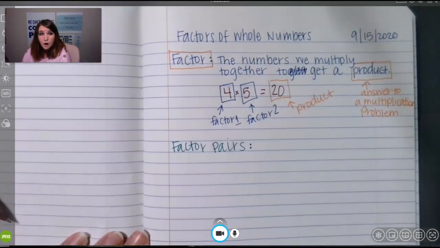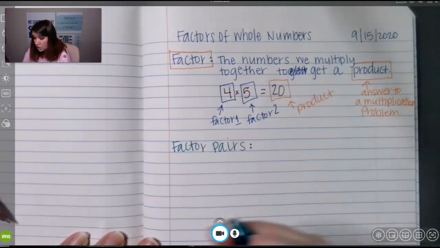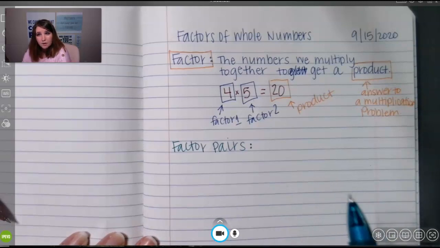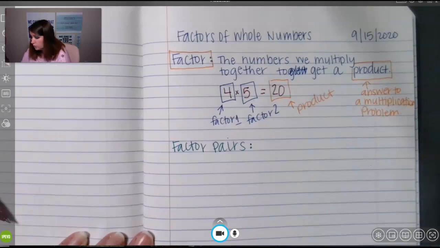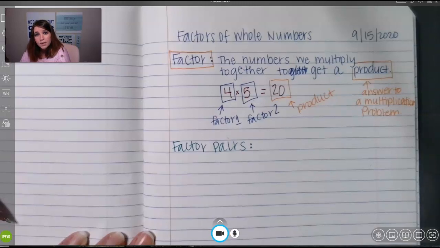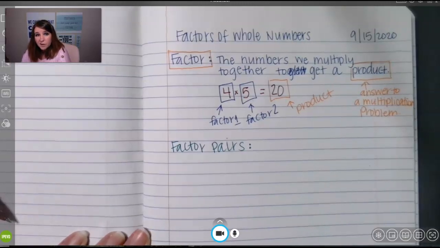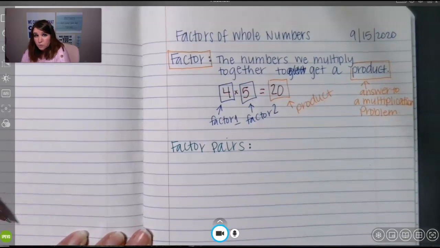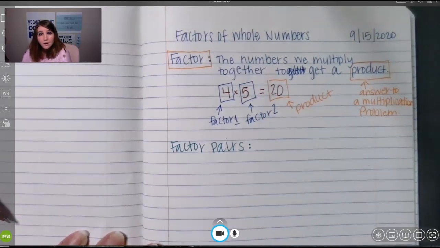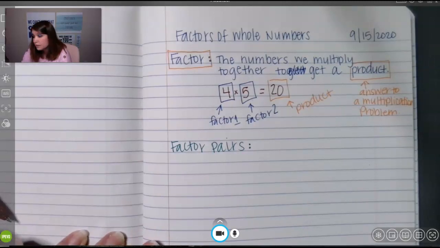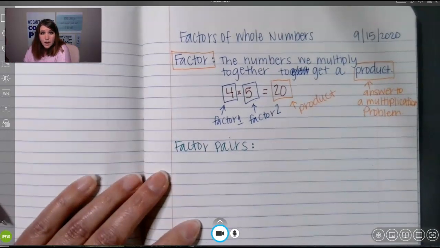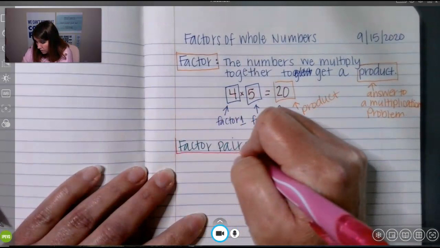Okay, now the factor pairs are the two factors that make up the product. It's just the pair of numbers that have to go together in order to get the outcome. So it's the two numbers that have to go together to get the product or the answer. A pair, like a pair of socks or a pair of shoes, they come in twos, right? So pair meaning two of something. A factor pair is just that. It is two numbers that have to go together. They're like partners.